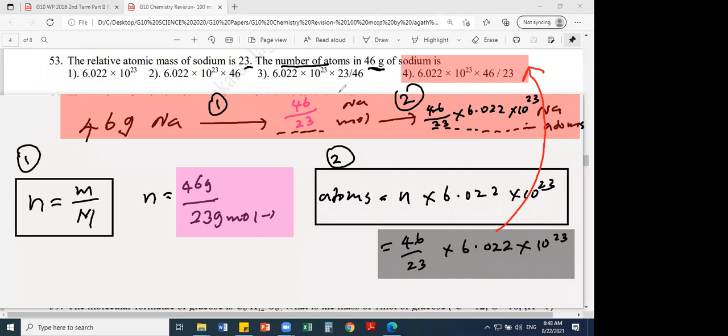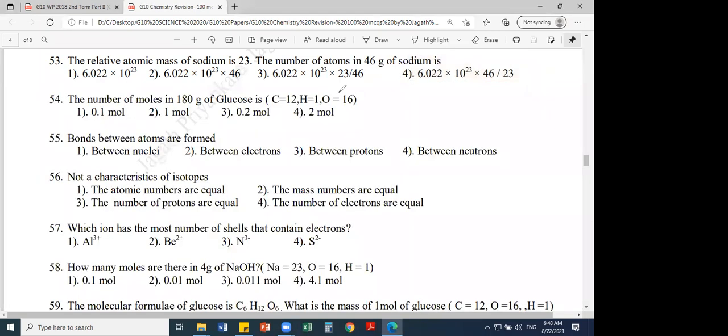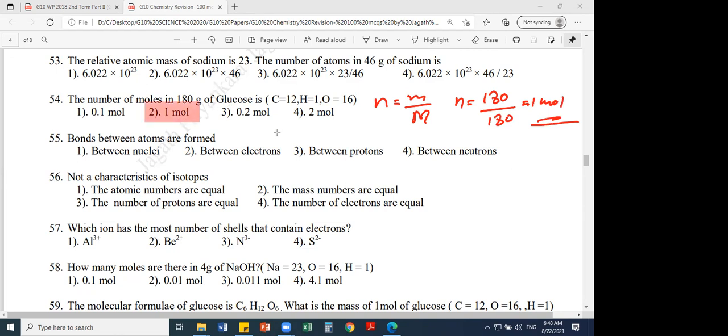Then let's move to question number 54. Number of moles is very easy. Number of moles equals mass over molar mass. Who can give me the answer for this? Glucose, what is the total? 180, right? Yes, Nisulu, what is the answer? 1 mole. Very good. 180 divided by 180, answer will be 1 mole. So the answer is the second one. Question number 54, answer is second.